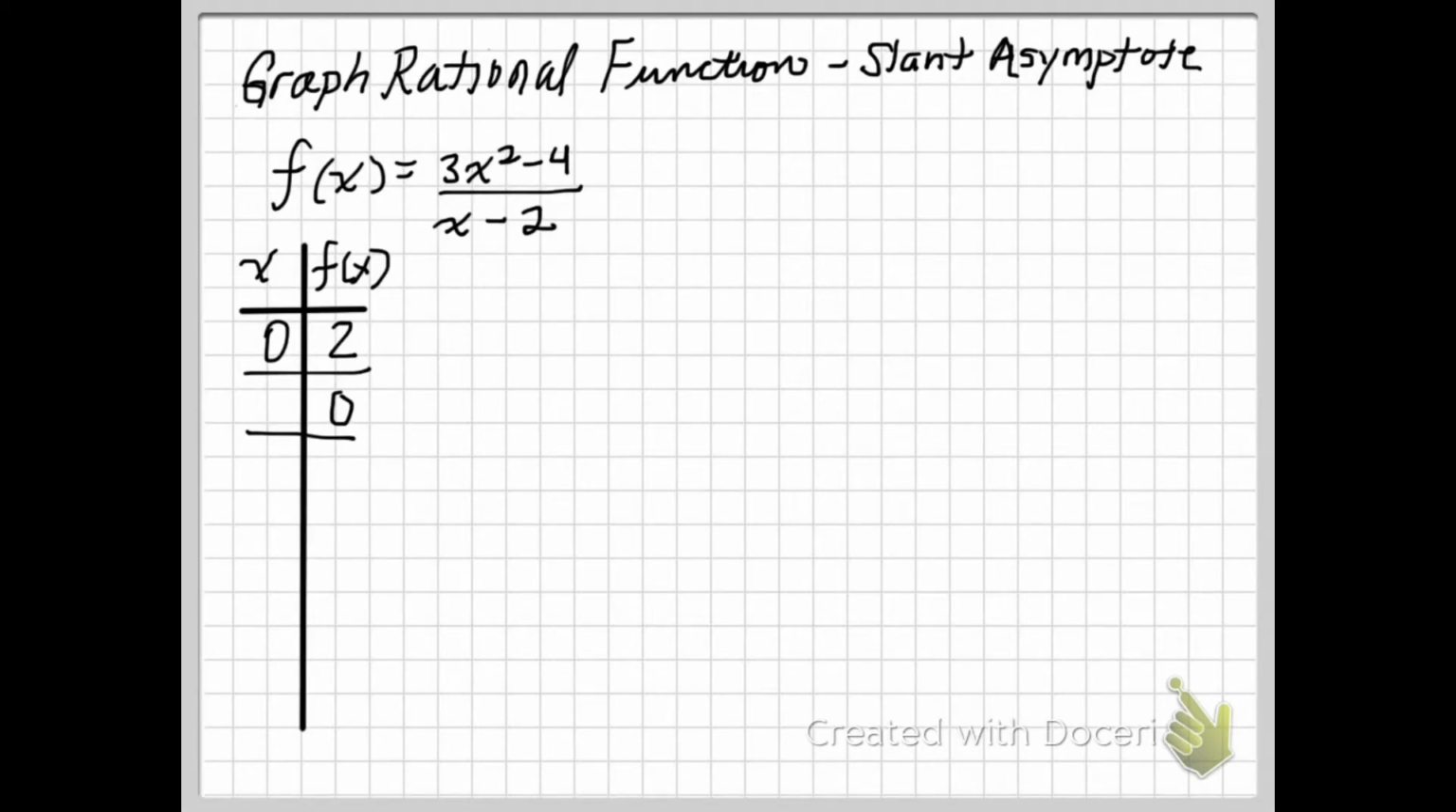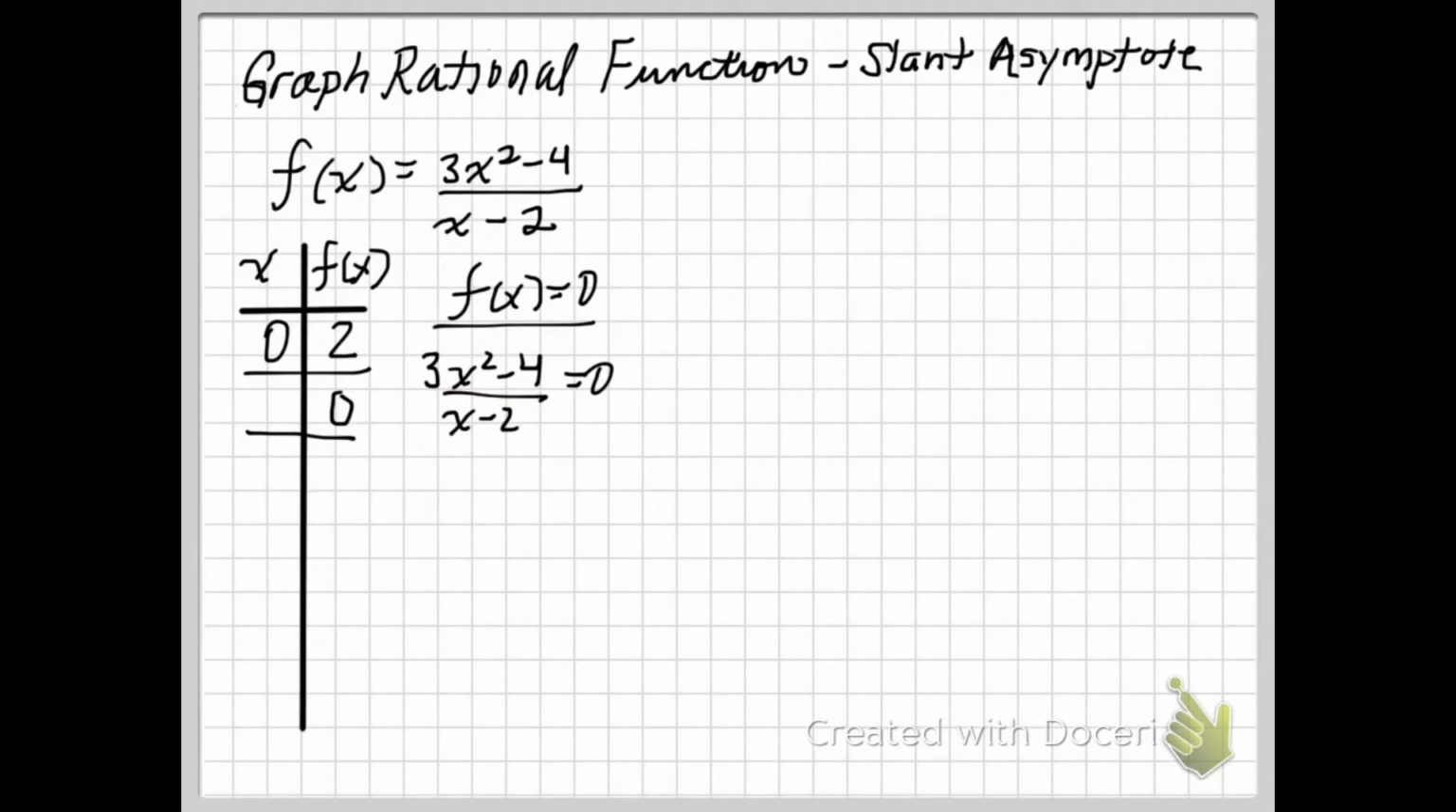And if I plug in a 0 for f of x, that's f of x is equal to 0, and I'm going to have 3x squared minus 4 over x minus 2 is equal to 0. Hopefully you know that really all we're interested in here is what will make the numerator 0. Any value that will make the numerator 0 will give us an x-intercept, as long as we don't make the denominator 0 too, in which case we'd have an undefined value. But that's not going to happen here.